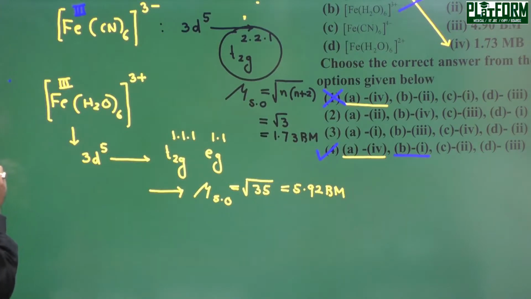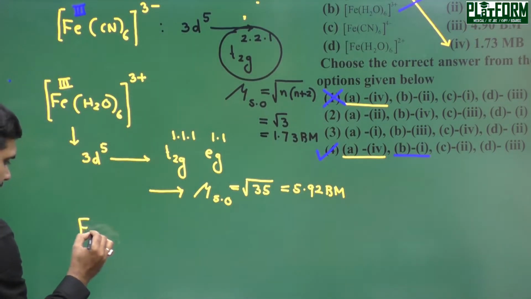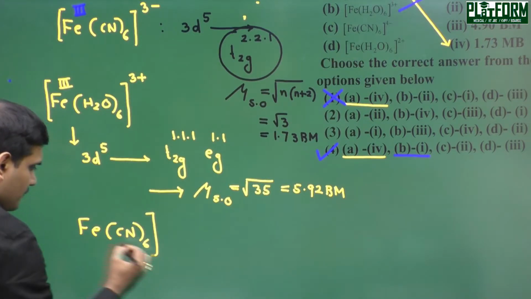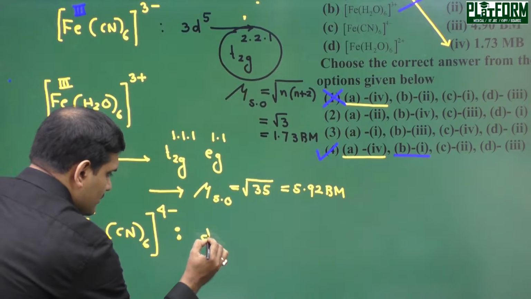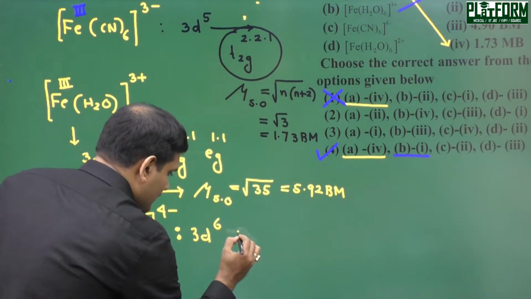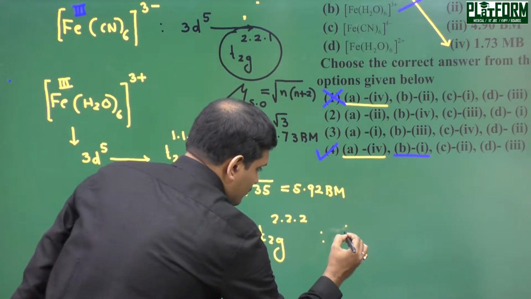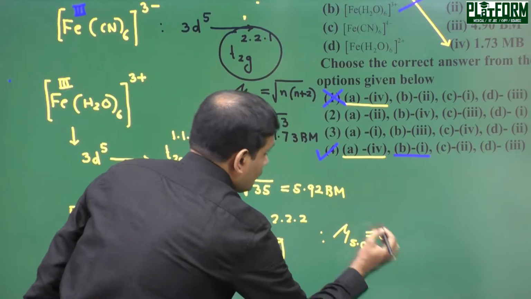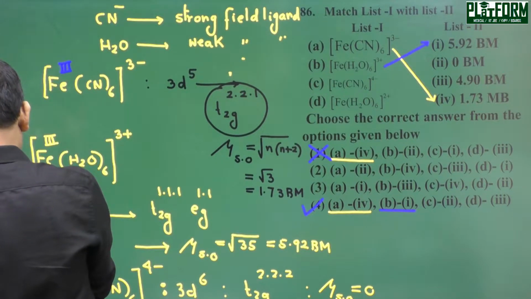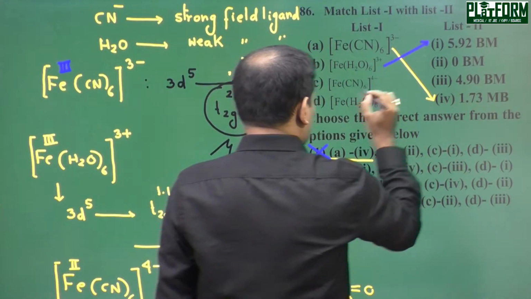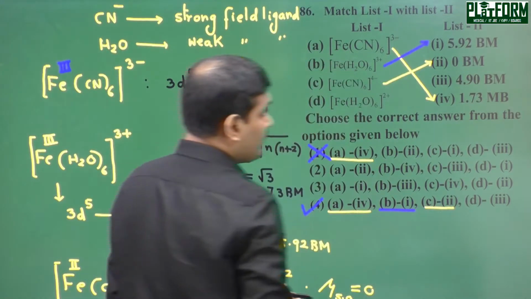For C, it will have [Fe(CN)6]⁴⁻. So here iron is in the 2+ state. Iron 2+ means it is 3d6. 3d6 in the presence of a strong field ligand is t2g6, 2 2 2. All electrons are paired, so the spin angular momentum is definitely 0. So it will have zero magnetic moment. So let's see here also C3. I am not going for a calculation of the last one.